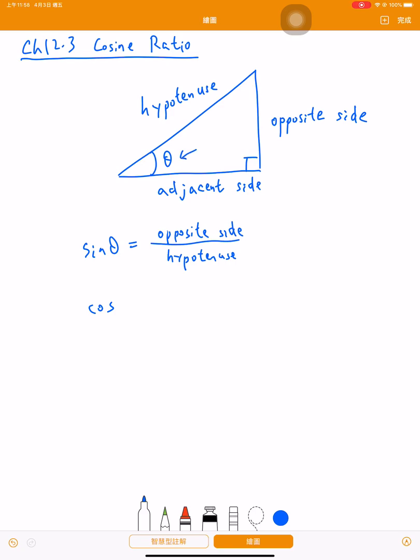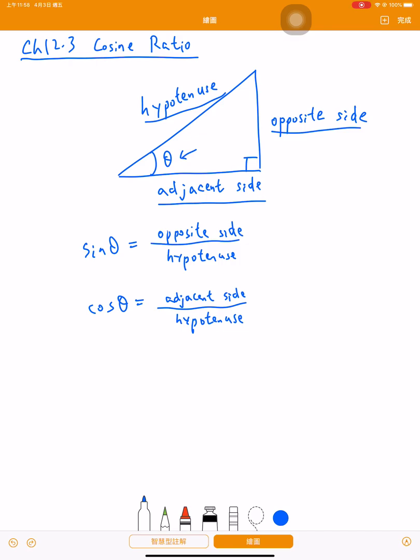For example, cosine theta: the ratio is the adjacent side divided by hypotenuse. Okay, just memorize this formula, because in this chapter we are going to learn the ratio between any two sides of this right angle triangle, right? This time we are going to learn the ratio between these two sides, adjacent side and hypotenuse. So how can we memorize this formula? I can tell you some ideas of my own.